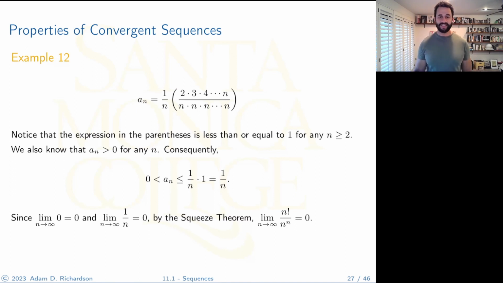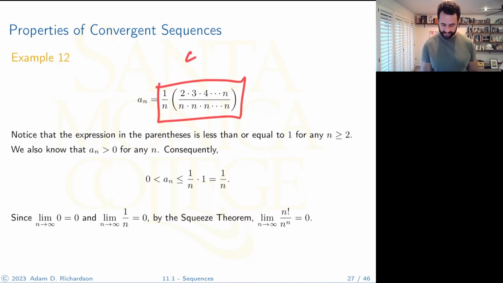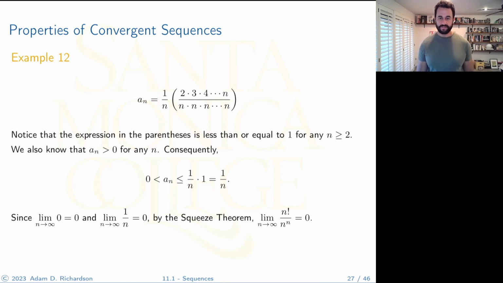Check this out. This is always less than or equal to 1, and that means this whole expression is less than or equal to 1 over n times 1. That's what's going on here. We also know that the sequence is always positive, and so we get this order relationship, this bounding right here. So a sub n is greater than 0.